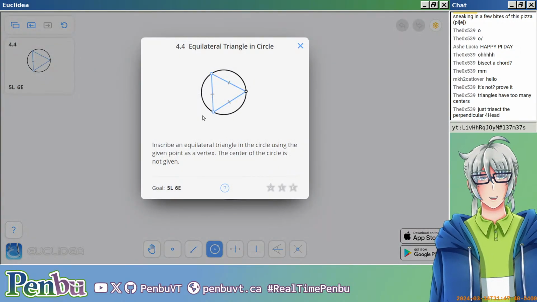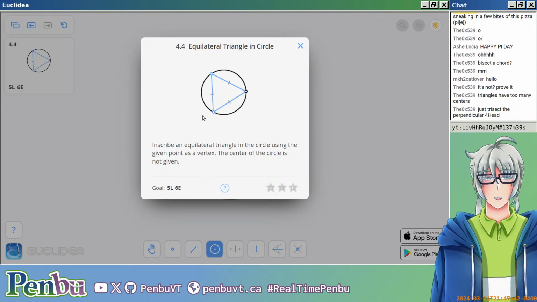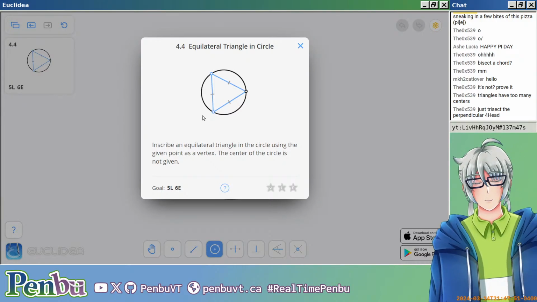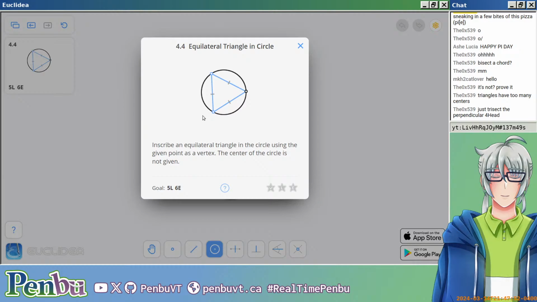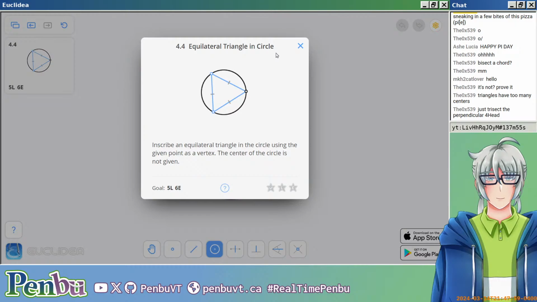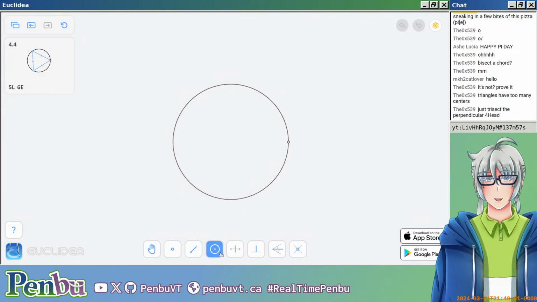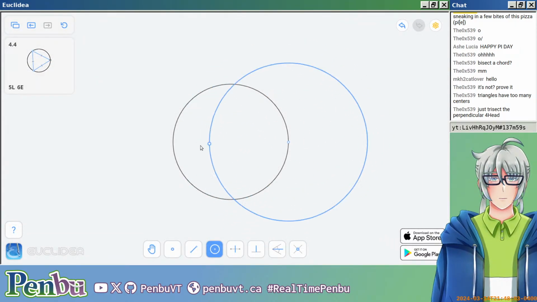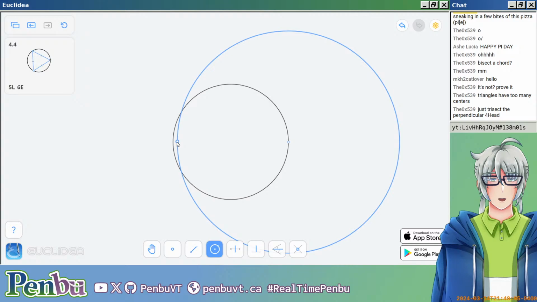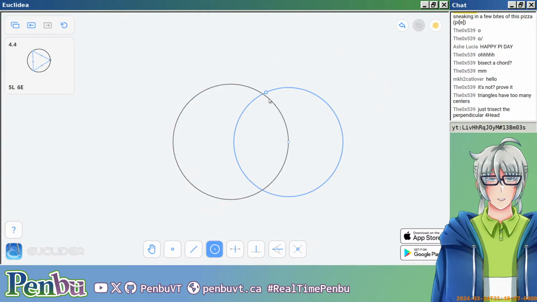Equilateral triangle in circle. Inscribe an equilateral triangle in the circle using the given point as a vertex. The center of the circle is not given. Okay, so this is the opposite, where instead of constructing a triangle outside, we're trying to construct a triangle inside. We don't know what the center of the circle is, which means we are at a bit of a loss.